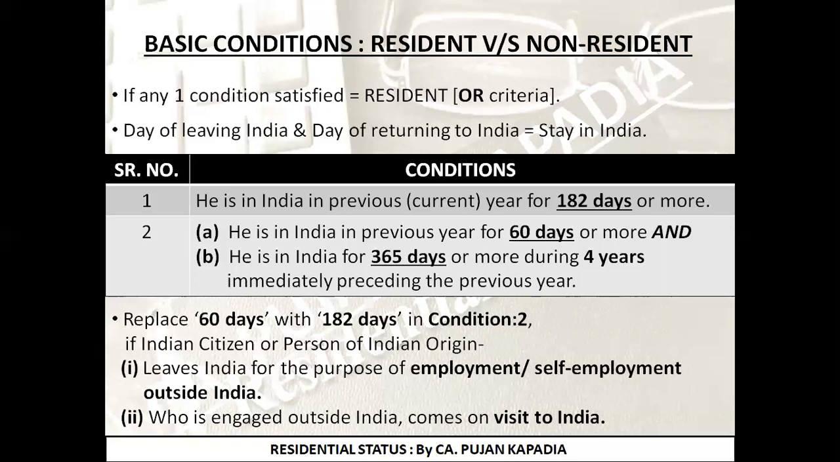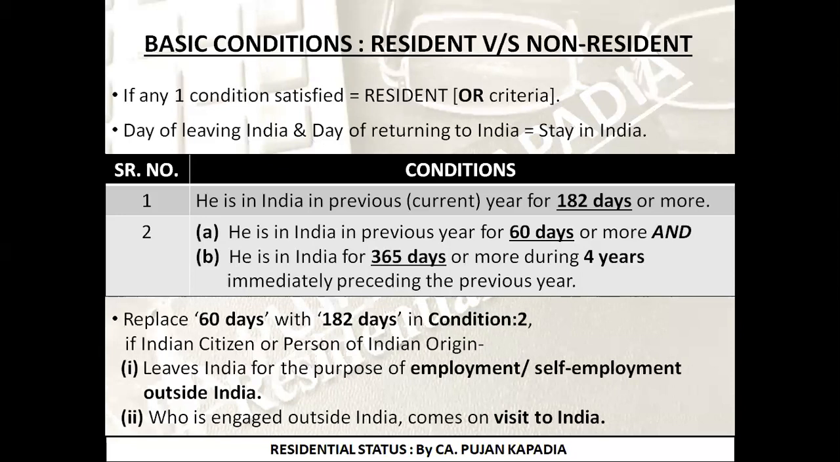I hope I'm clear with both the points that I have mentioned over here. So the first was: how many conditions should be satisfied to be a resident? Any one. If out of two conditions, any one condition is fulfilled, then I can say I am the resident. If both the conditions are fulfilled, then also you are definitely the resident. But what is the minimum criteria? At least one condition should be fulfilled. The second point we have learned is that the day on which you leave India and the day on which you return to India are going to be added to your stay in India.